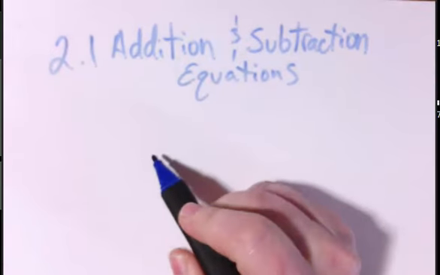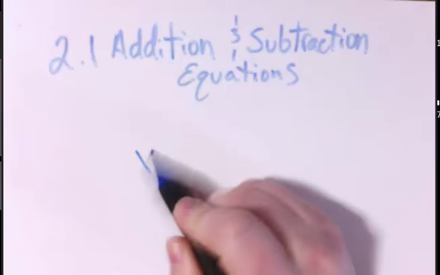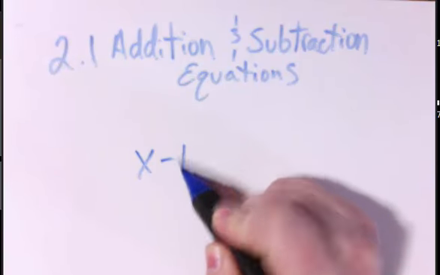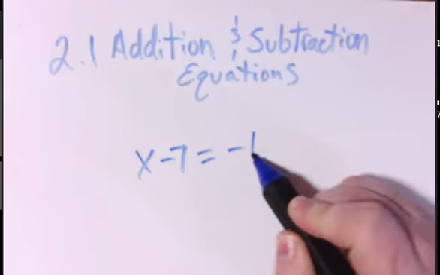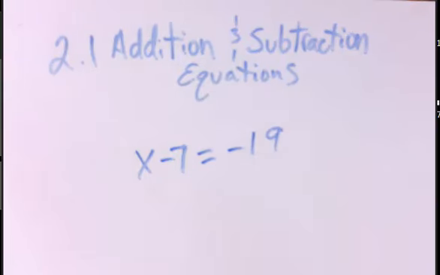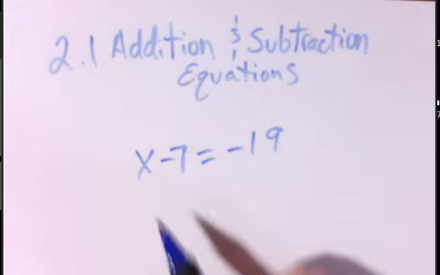So if we start off with the equation x minus 7 is equal to negative 19. So all we're going to do here is solve for x. When we say we want to solve for x, it means we have to get x by itself on one side of the equal sign. So to do that, first thing we need to identify how to do that.